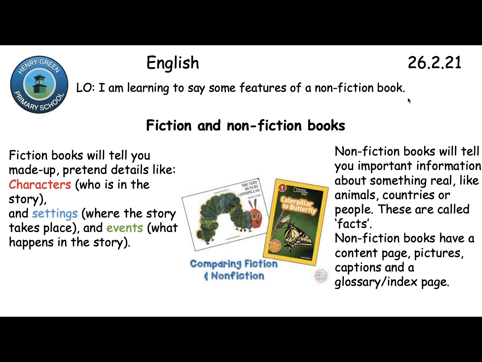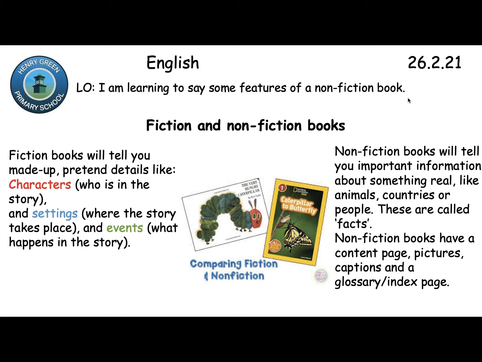To help you understand it a little better, I'm going to use a term, real and unreal. Okay, fiction books are usually unreal. They will tell you made-up stories, like pretend details like characters. For example, the book we recently read, The Gingerbread Man. Do you think that's a real character? No, it's a made-up character.